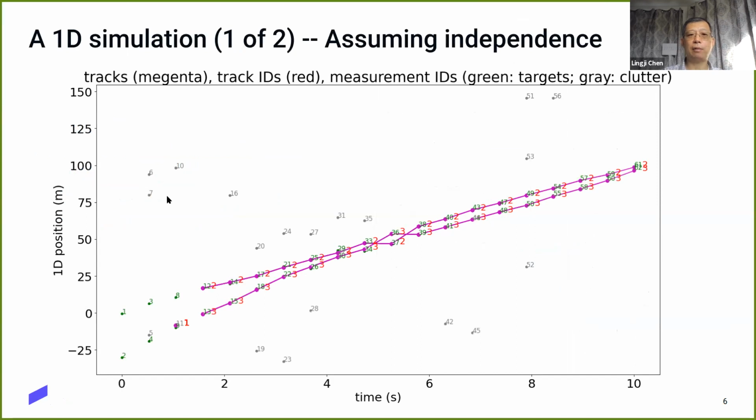Here I'm showing a very simple simulation. It's a 1D target. Two targets are traveling on a one-dimensional road. It's a line. In this graph, I'm showing snapshots at each time instant. The gray and the green numbers are measurement IDs. The red numbers are track IDs. And I'm running a labeled RFS.